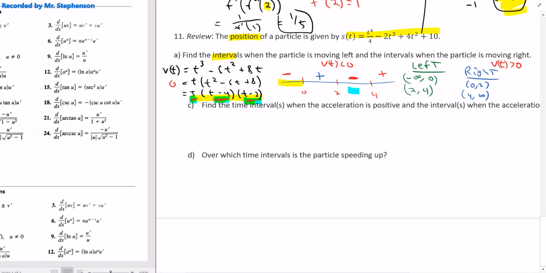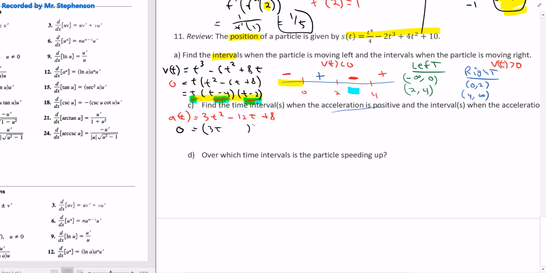Oh gosh, my lettering again is off. Part C is find the time intervals when the acceleration is positive and the intervals when the acceleration is negative. To find the acceleration, I need to take the derivative of the velocity. So the acceleration function is going to be 3t squared minus 12t plus 8. And again, if I want to know when it's positive or negative, I first need to know when it's 0. So we're going to set this function equal to 0. Go ahead and start factoring.